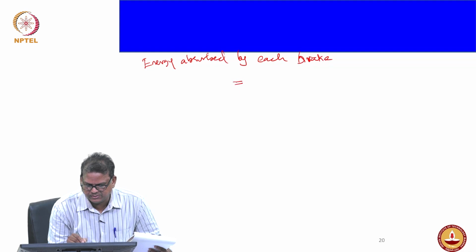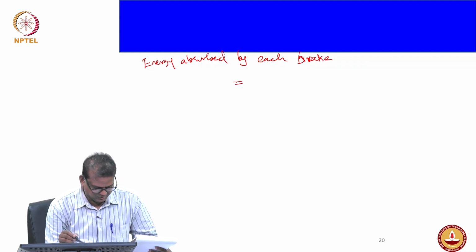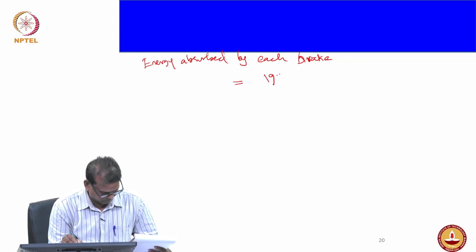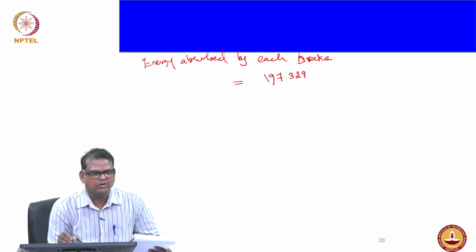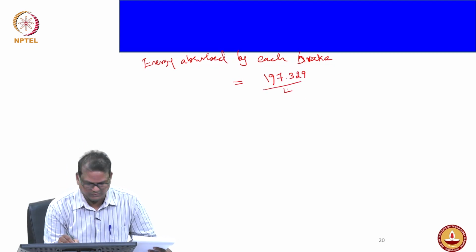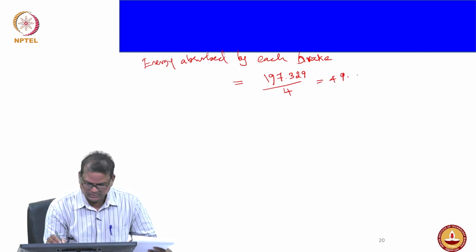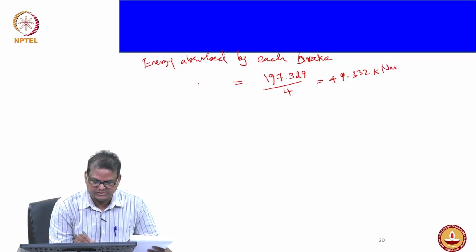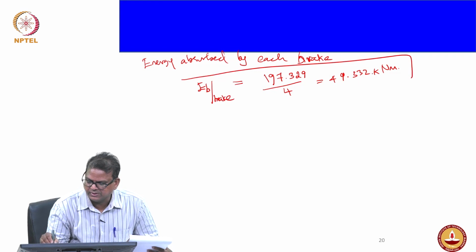So when you want the energy absorbed by each brake, what do we do? How many wheels are there? How many brake systems? Four. So divided by 4, that should give 49.332 kilonewton meter. This is the energy EB for each brake system, per brake. So this is the answer, you should have it.